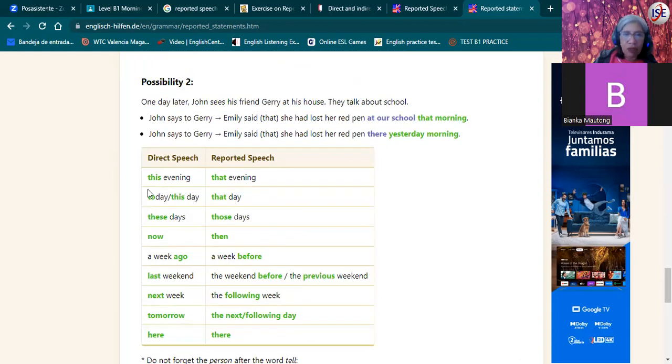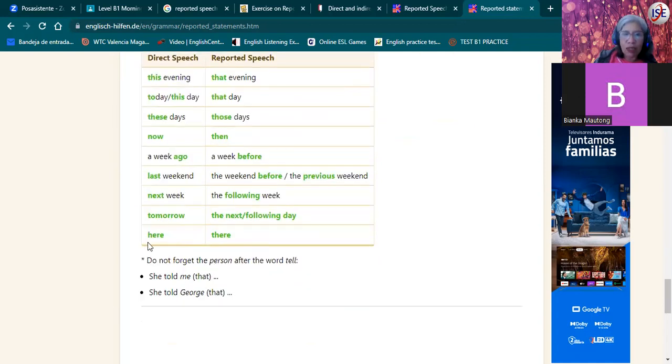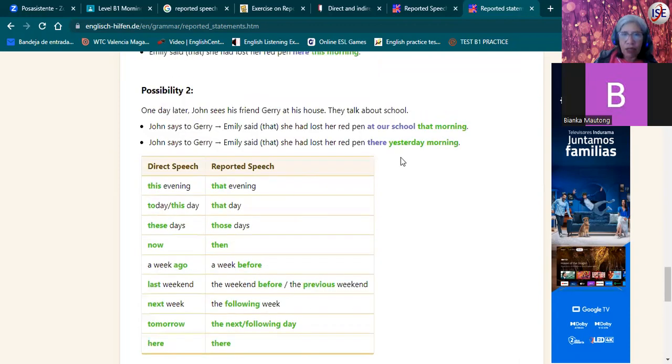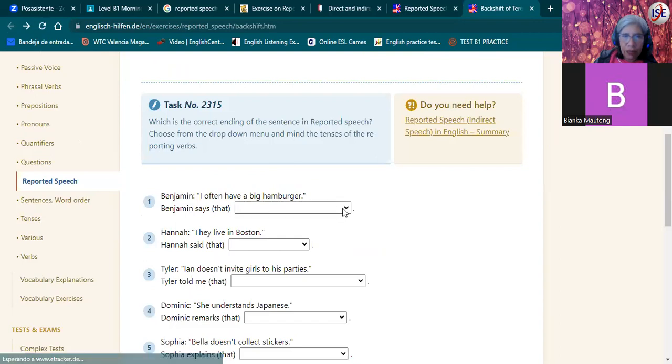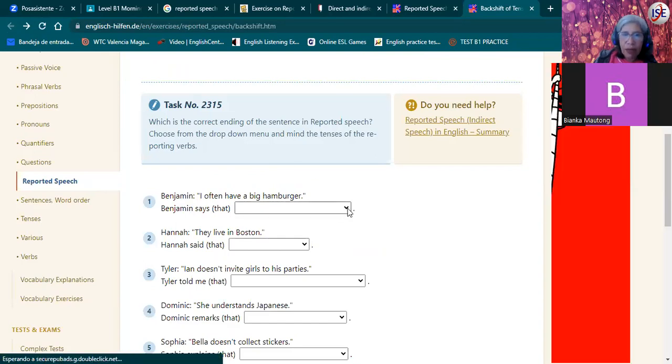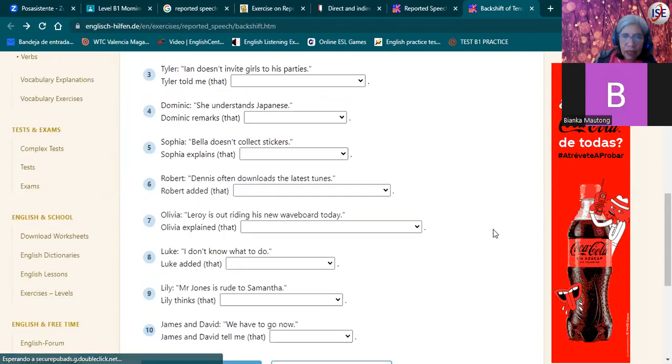And the time expressions I mentioned: this to that, today, that day, these days, those days, now, then, ago, before, last weekend, the weekend before, the previous weekend, next week, the following, tomorrow, the next day or the following day, and here changes to there. Remember, it's a little bit messy, but you have to take into account all those elements, okay? So here we have sentences.